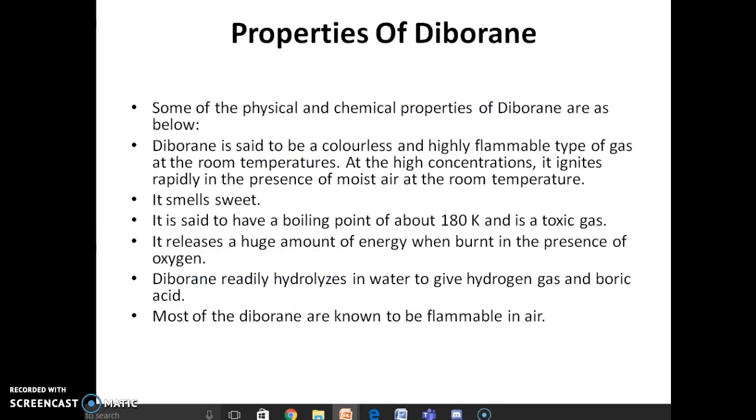If you see the properties of diborane, it is a colorless and highly flammable gas at room temperature, and at higher concentration it ignites rapidly in the presence of moisture, and it smells sweet. The boiling point of this is about 180 K, and it is a toxic gas as it releases a huge amount of energy when burnt in the presence of oxygen. It also hydrolyzes in water to give hydrogen and boric acid.